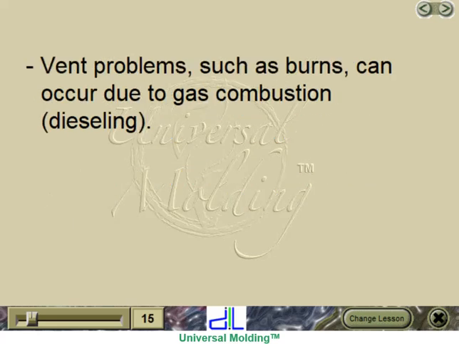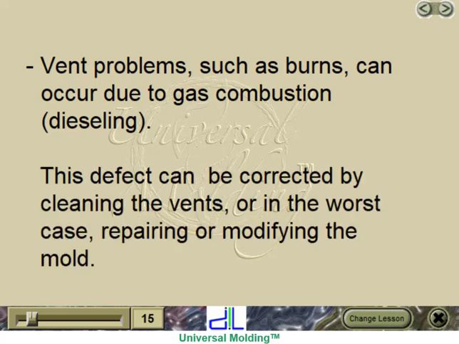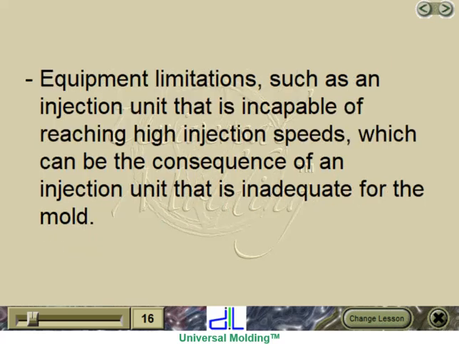Vent problems such as burns can occur due to gas combustion or dieseling. This defect can be corrected by cleaning the vents or, in the worst case, repairing or modifying the mold. Equipment limitations, such as an injection unit that is incapable of reaching high injection speeds, can be the consequence of an injection unit that is inadequate for the mold, etc.